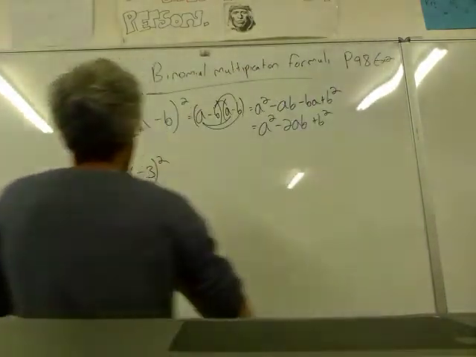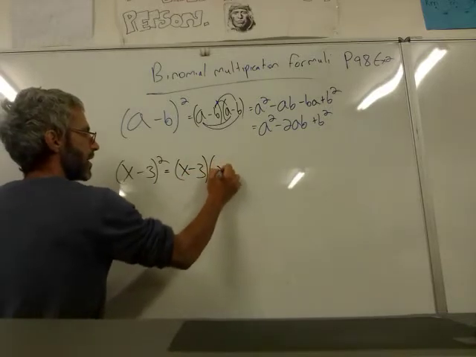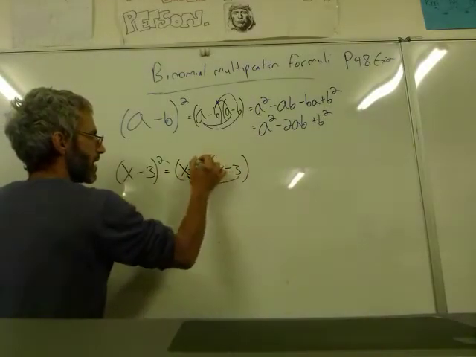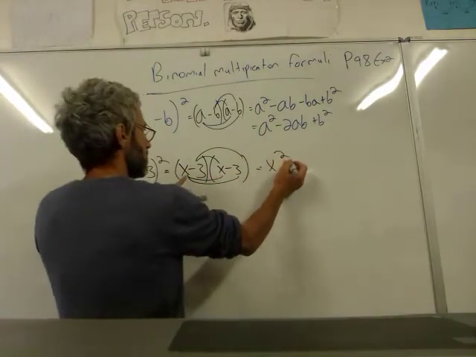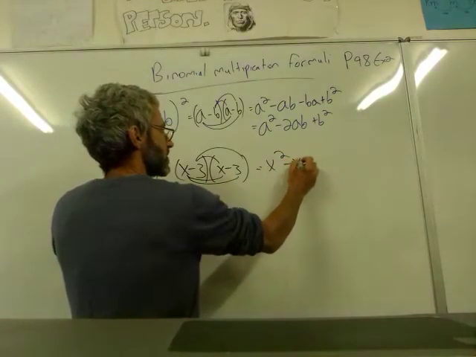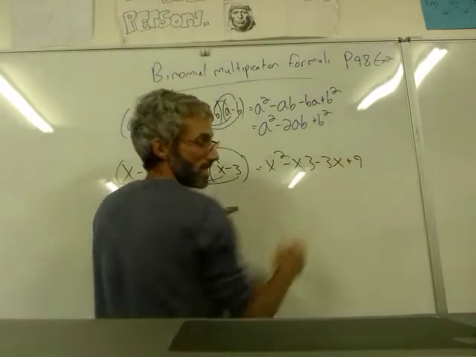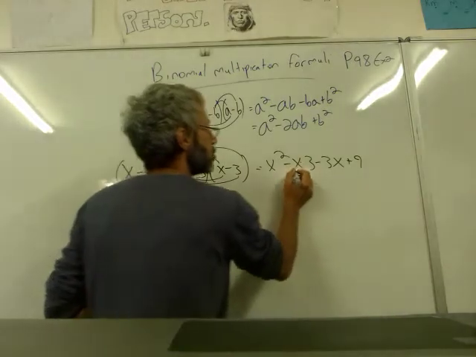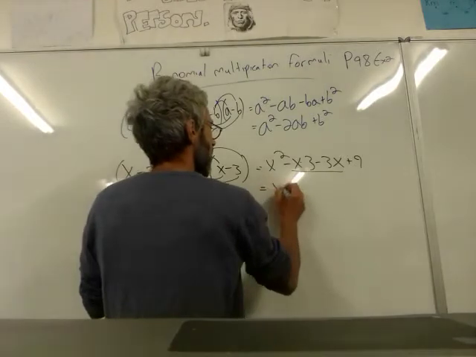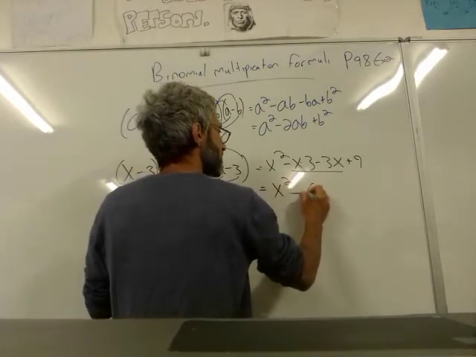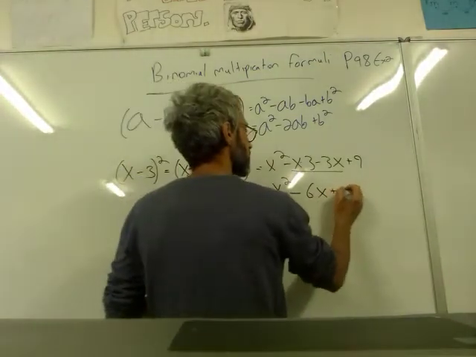So we've got x minus 3 squared. That's going to be the same as x minus 3 times x minus 3. Squiggly lines. X times x, x squared. X times minus 3 is minus 3x, minus 3 times x is minus 3x, minus 3 times minus 3 is plus 9. Negative times negative. Again, two terms are the same: x times 3 is the same as 3 times x. So it's going to be x squared minus 6x, because minus 3x minus 3x is minus 6x, plus 9.